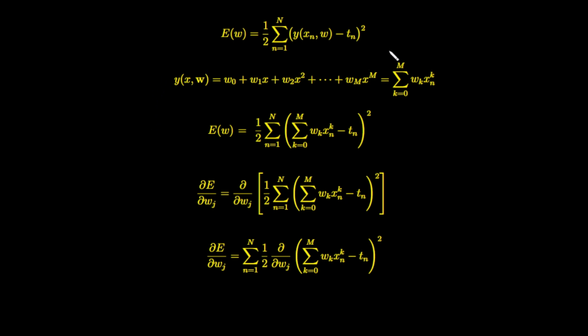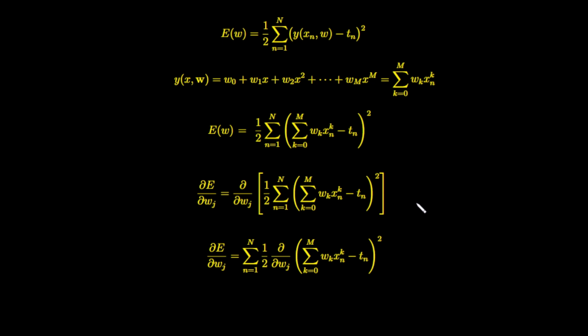So let's start the differentiation. We have our error function here, but we know within this function we have our approximating polynomial. So the approximating polynomial can be written in this form here and also in the summation form. So we can replace the y(xn, w) with this summation here. So E(w) then becomes this function here. And then what we want to do is differentiate this function with each of the values wj. So we're going to form the partial by partial wj of this function.